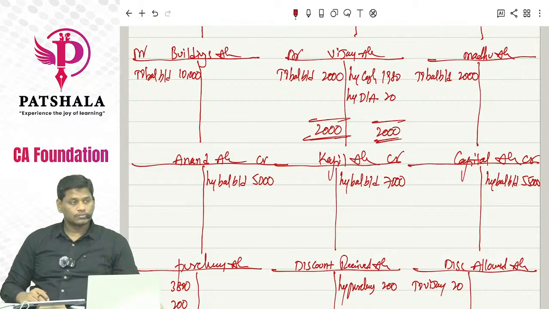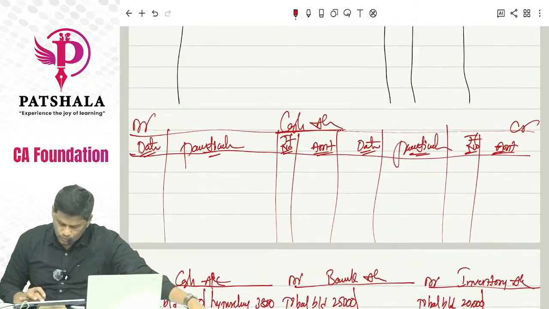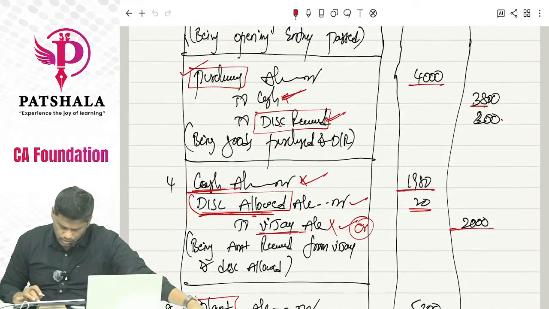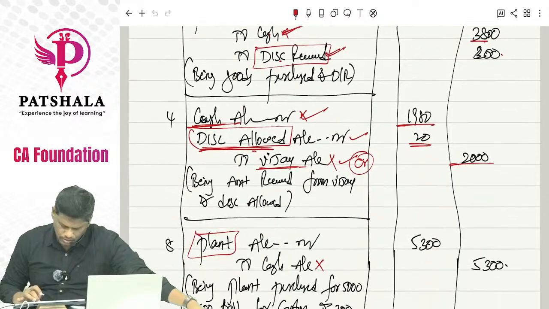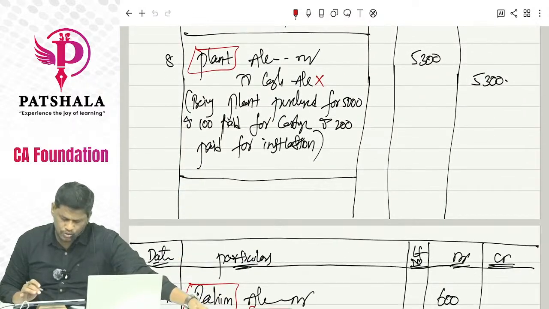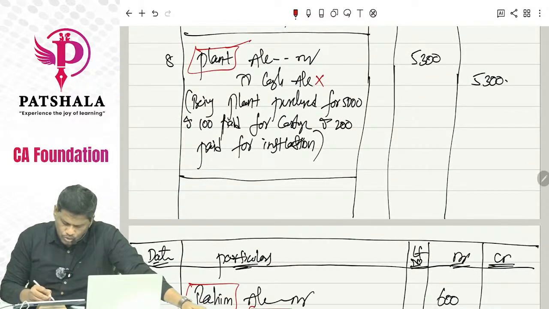Okay, Dana. Next. So Vijay story finished. Chandra next. Purchase cash Vijay. Chandra next. Plant to cash.